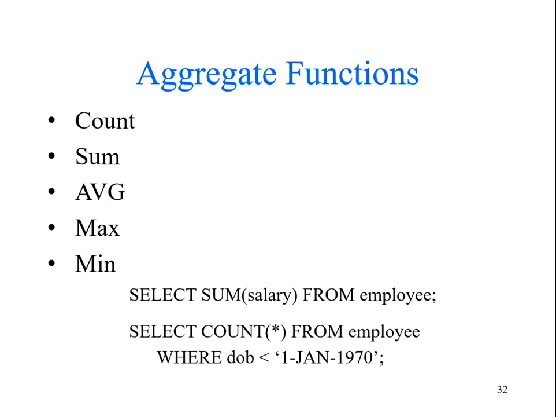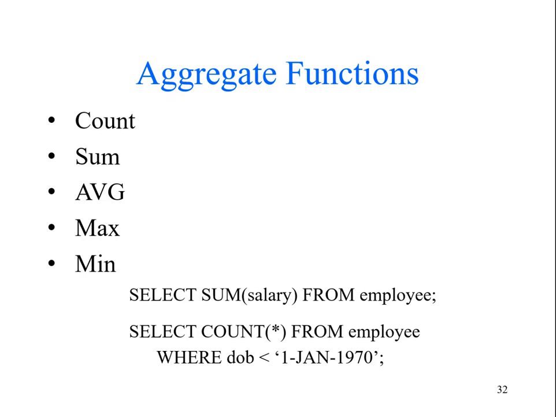Max returns the highest value in a set of non-null values. So as you can see, all of these commands only count or engage with specific values if they are not null. Minimum returns the lowest value in a specific column if the values are not null, not empty.